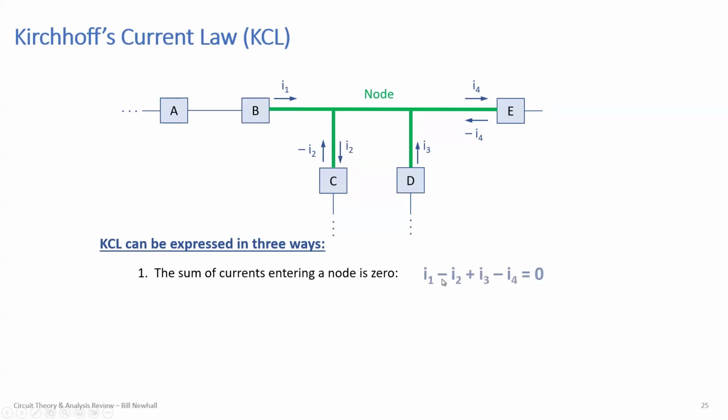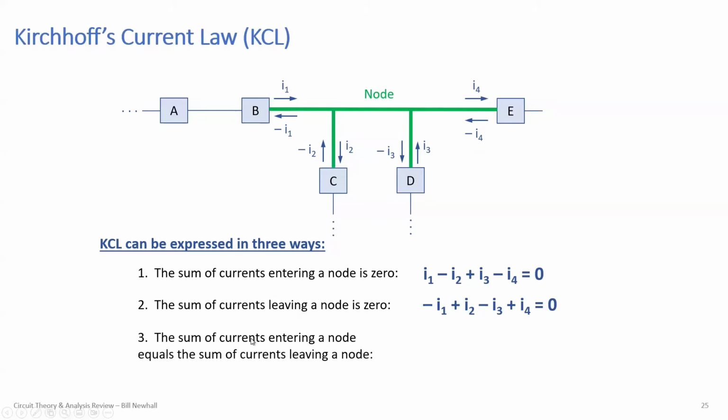So the sum of currents entering a node is 0. I1 plus a negative I2 plus I3 plus a negative I4. You can sum the currents leaving a node, set that sum equal to 0. So leaving that node, minus I1 plus I2 minus I3 plus I4. It's the same equation. Just multiply both sides of the top one by -1, or the sum of currents entering a node equals the sum of currents leaving a node. Okay, so using the original variables without the minus sign, I1 plus I3 equals I2 plus I4.